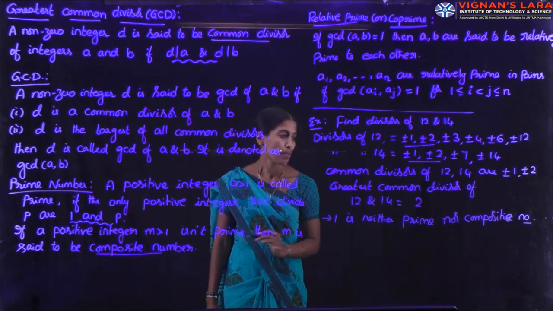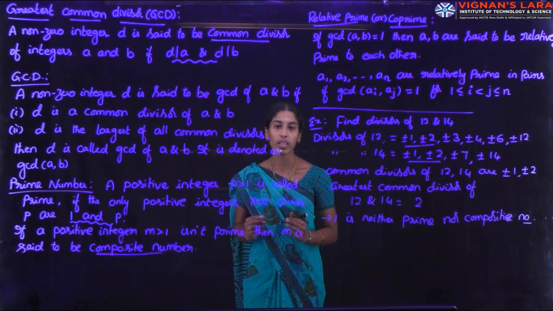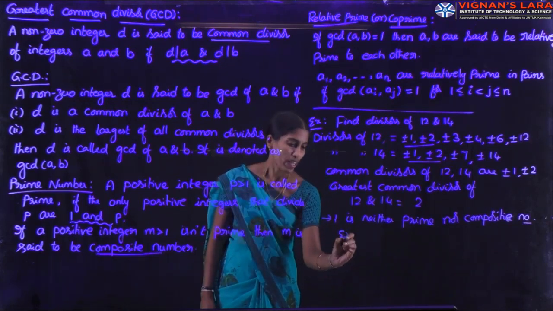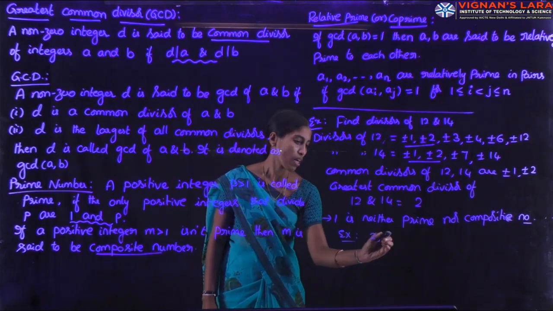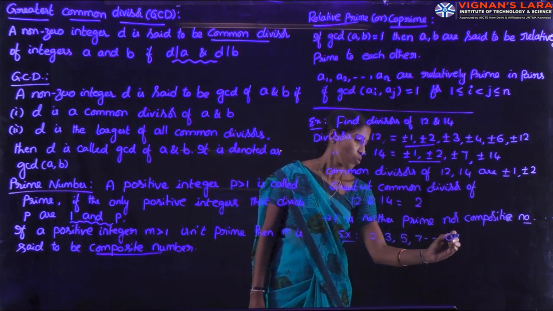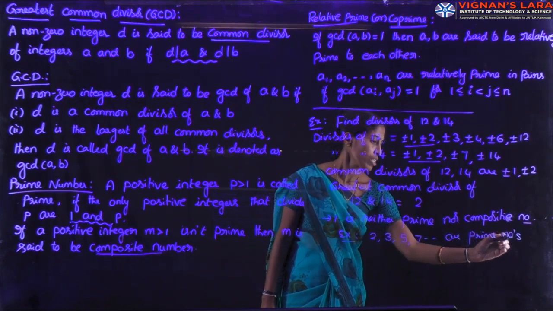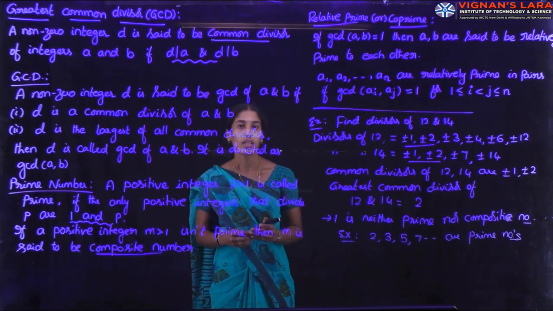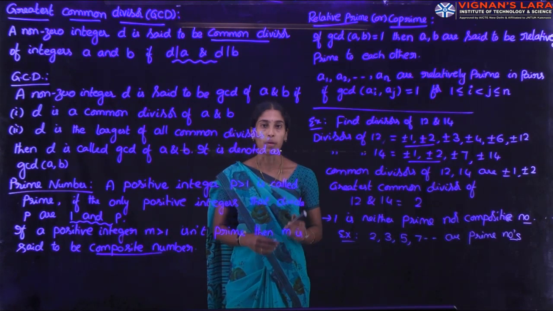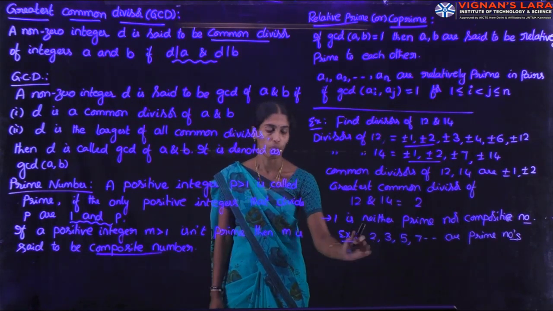Next one is, right, if a number is not a prime number, the number is said to be a composite number. Examples of prime numbers are 2, 3, 5, 7 and so on. So what is the smallest prime number? 2 is the smallest prime number, and also the only even prime number is 2.